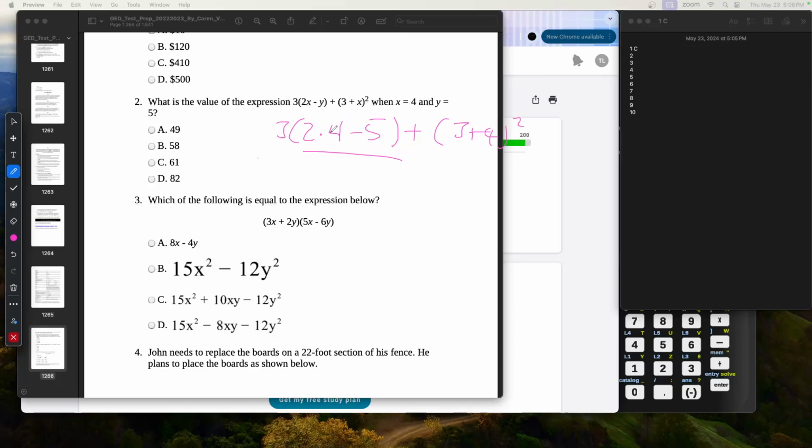So 2 times 4 is 8. 8 minus 5 is 3. Yeah, definitely if I'm going too fast, just let me know. And then over here, 3 plus 4 is definitely 7. Okay. 3 times 3, that's 9. 7 squared, that's 49. 9 plus 49, that's going to be 58 for B. Not too bad, right? Just basic arithmetic. Follow the instructions, plug in the numbers, do the math. Hopefully arithmetic is not an issue.